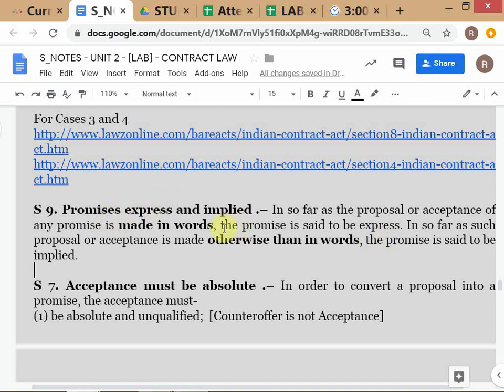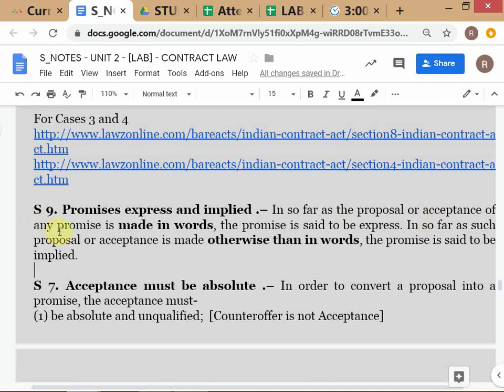Okay, what are express promises? Just spoken? Not spoken. Expressed, explicitly mentioned. Expressed in a certain way by way of actions? No. It is clearly mentioned. Mentioned typically implies writing. Written. No. The definition is very clear in the Act itself. See how broad the definition is and how simple it is.